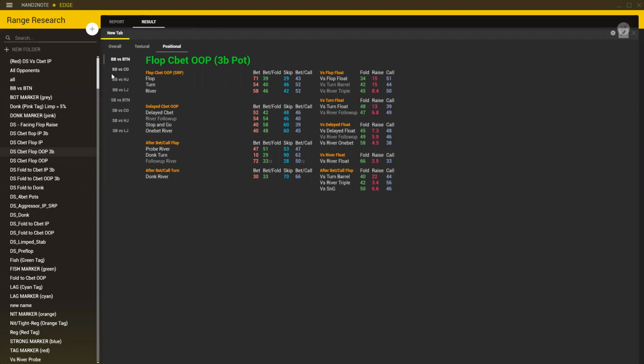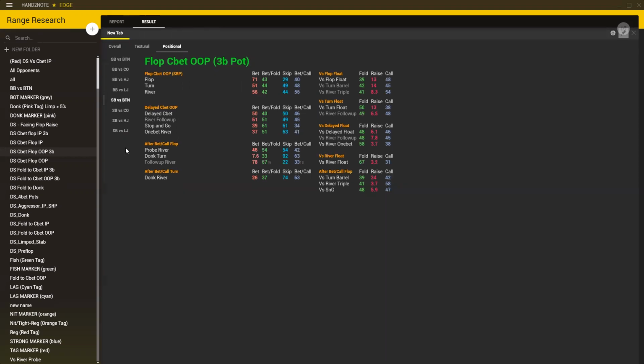Big blind versus button, we have 34% fold versus flop float, 1% below average. Button versus small blind, 39%. All right, we've just suddenly jumped up by 5% because our opponent is in the small blind rather than the big blind. Small blind versus cutoff, 37. Small blind versus hijack, 34. Small blind versus low jack, 33. Okay, so small blind versus low jack is kind of similar to big blind versus button, right?